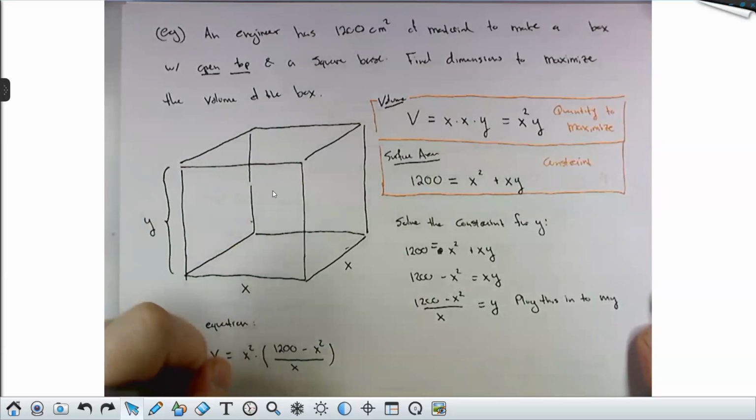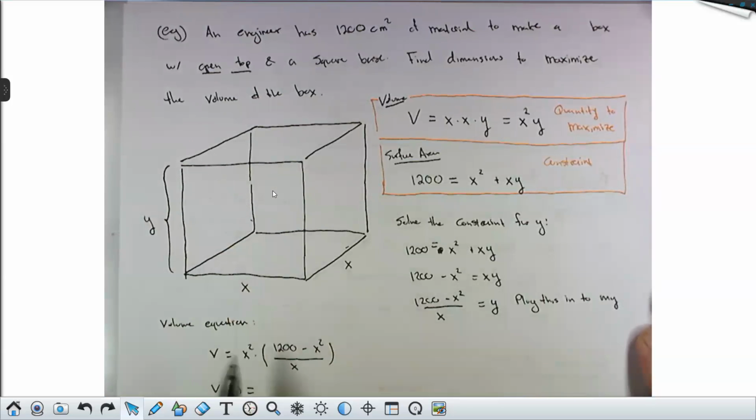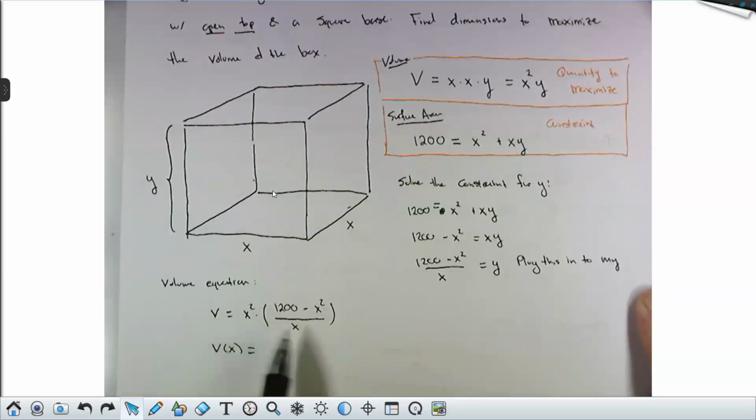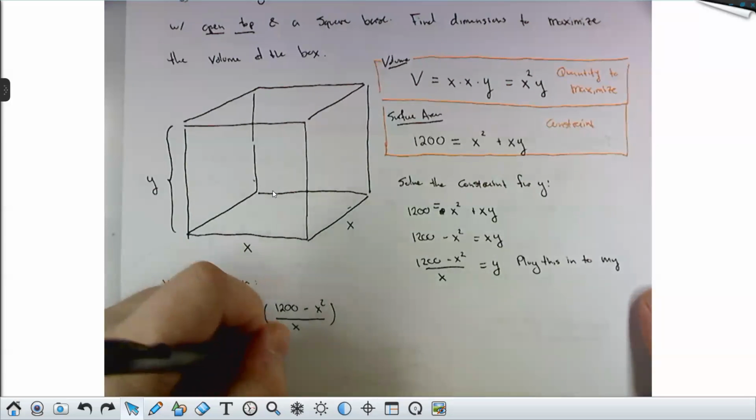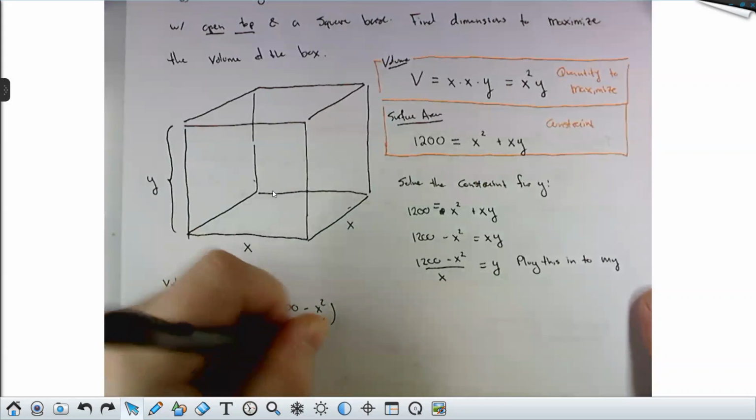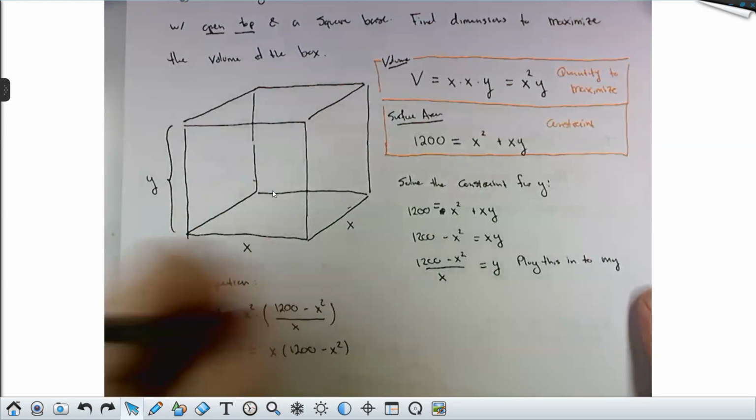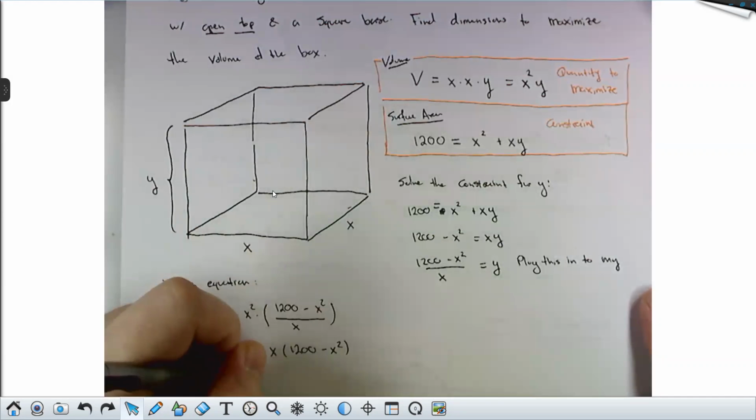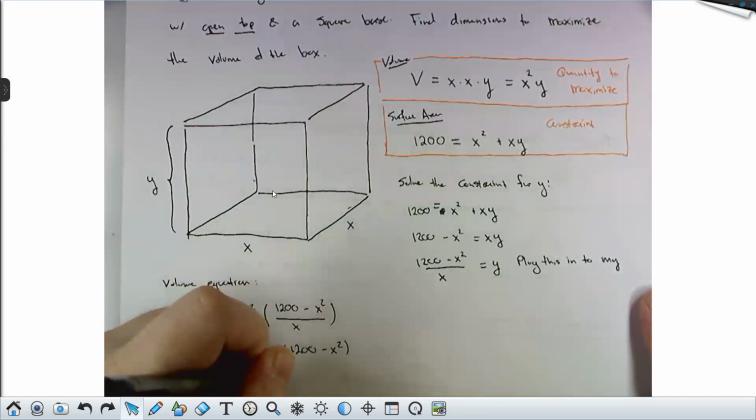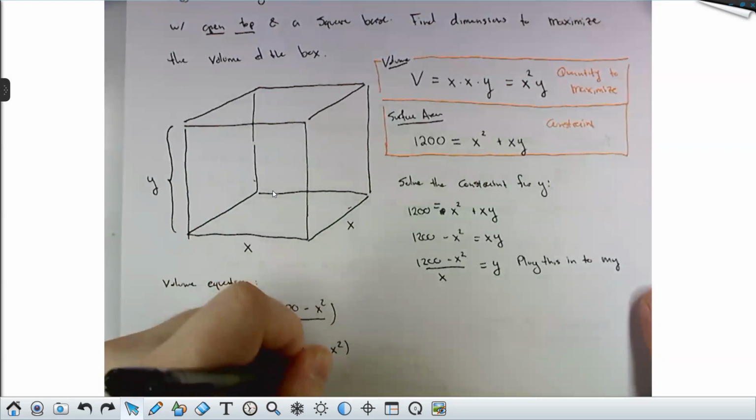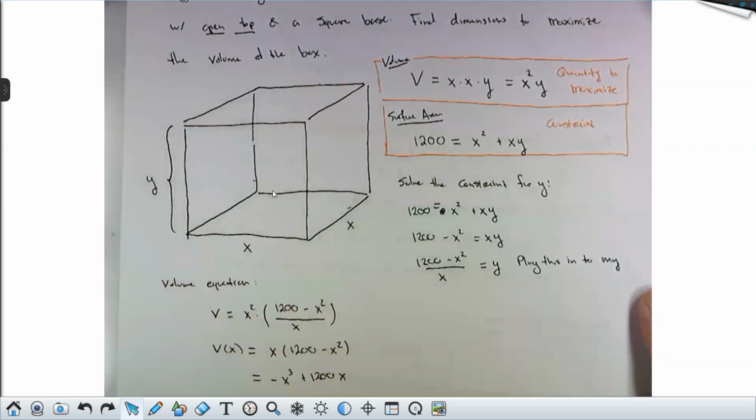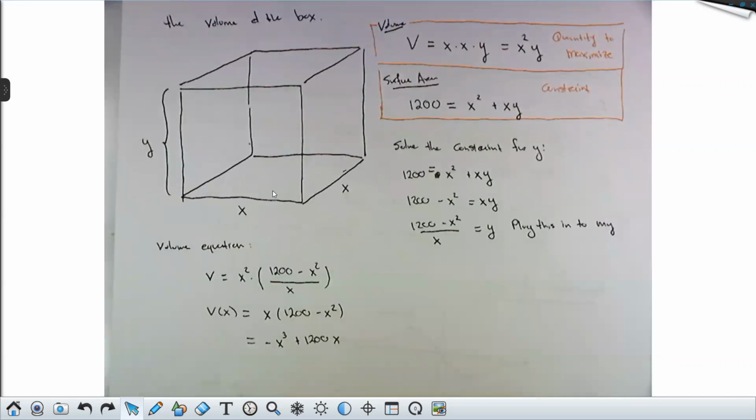I'll rewrite this in function notation again to emphasize that it's a function of a single variable, and I'll also clean it up. The x squared up here can cancel with the x down here, and I'll get x times 1200 minus x squared, which is the same as saying negative x cubed plus 1200x. So that's V of x. That is the volume as a function of the one side length, with the understanding that the surface area has to be 1200 cm squared.